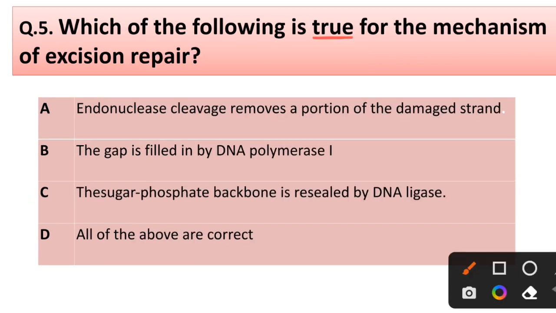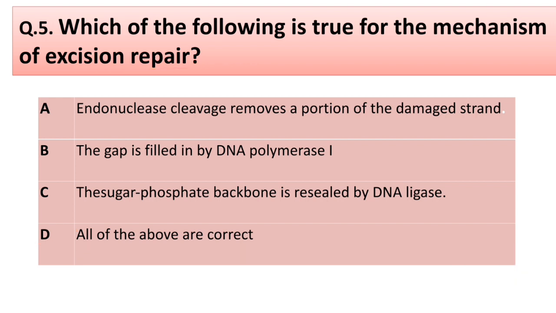Question number 5. Which of the following is true for the mechanism of excision repair? Endonuclease cleavage removes a portion of the damaged strand. The gap is filled in by DNA polymerase 1. The sugar phosphate backbone is resealed by DNA ligase. All of the above are correct. Correct answer is option D.